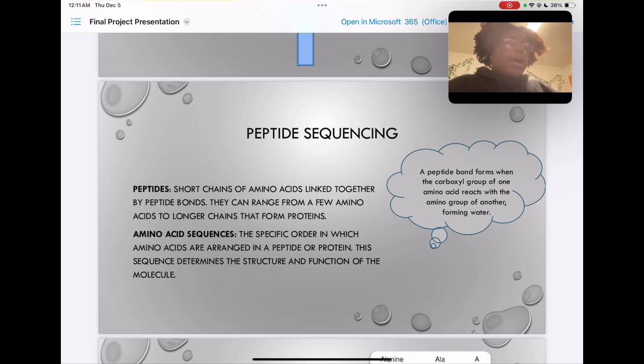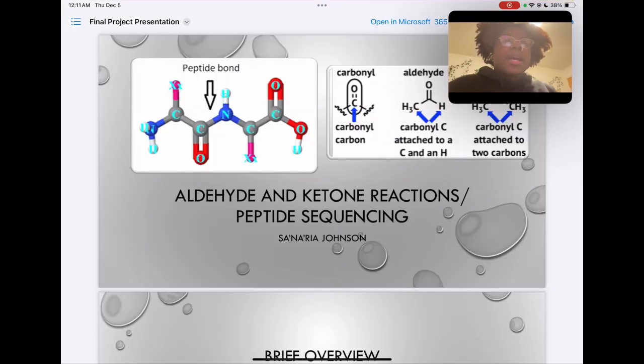In this little bubble, I have a peptide bond forms when the carboxyl group of one amino acid reacts with the amino group of another, forming water. So, if you look at the picture of the peptide bond or the peptide chain, you have your carbonyl carbon attached to the oxygen, and then you have your amino group. Now we know amino groups normally have one nitrogen and three hydrogens. And peptide bonds actually, in your carboxyl groups, contain a carboxylic acid functional group. So while the picture does not show it, there actually was an oxygen attached to your carbonyl carbon. And so if we have two hydrogens from the amino group and an oxygen from your carboxyl group, you have water, H2O. So that's why it forms water when you create a peptide bond.